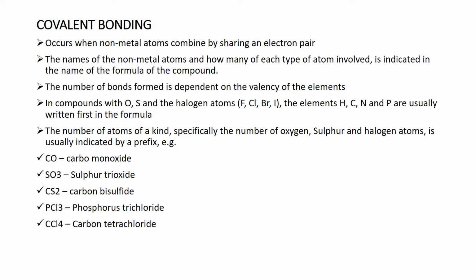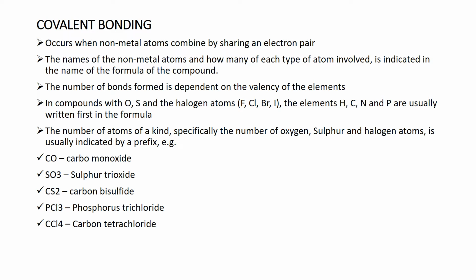And then covalent bonding. We've already talked about covalent bonding and how and when it occurs. The number of bonds that is formed is dependent on the valence of the elements. We already did that: the single bond, double bond, and triple bond. In compounds with oxygen, sulfur, and the halogen atoms. Remember, halogen atoms are your group 17 or group 7 elements. The elements hydrogen, carbon, nitrogen, and phosphorus are usually written first in the formula.